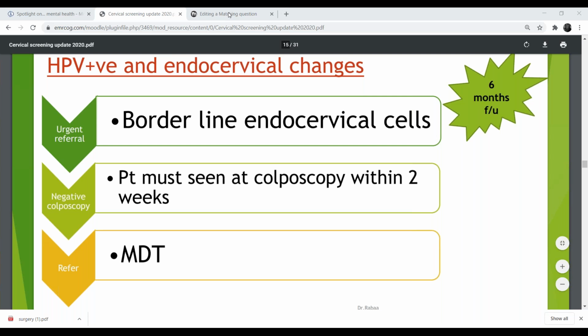Remember, this part about the MDT and urgent referral to colposcopy will be your question in the exam. So you need to follow the new algorithm. What does the new algorithm say? You will need urgent referral, the patient must be seen in colposcopy within 2 weeks, and MDT review. How long will this MDT review take?